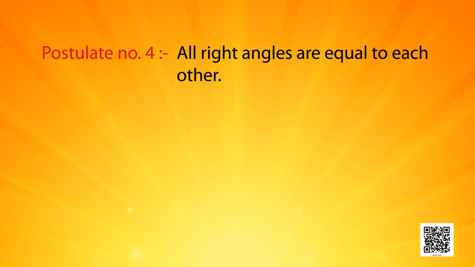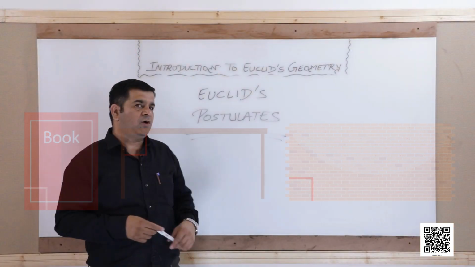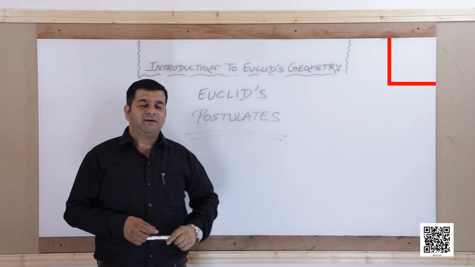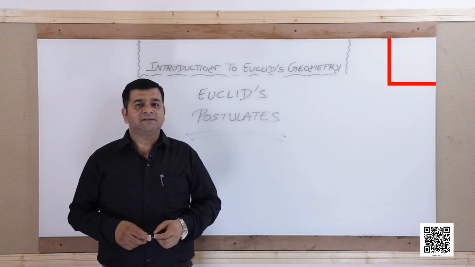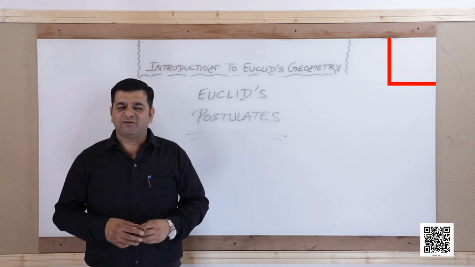Next postulate is all right angles are equal to each other. Now students, as we know, a right angle equals to 90 degrees. So wherever you form a right angle, all those right angles will be equal. You can see a right angle on the edges of your books or your tables, on the walls or this white board, and all these right angles, as they will be equal to 90 degrees, so all right angles will be equal.